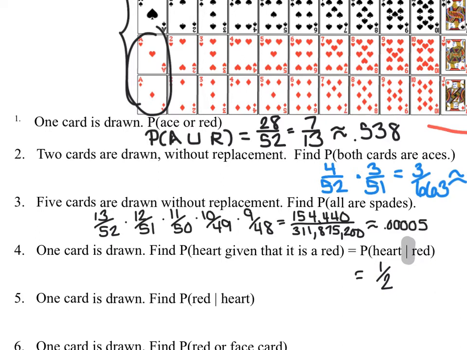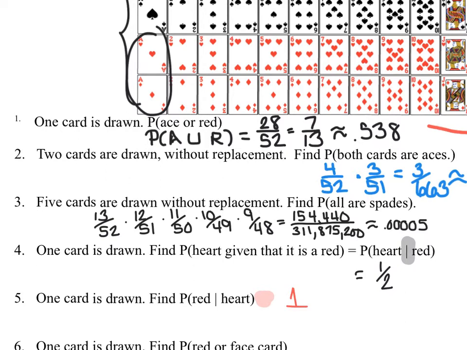It's known as conditional probability, and there's an actual formula that is given on the AP formula sheet that we'll look at more closely. All right, next one says 1 card is drawn. Find the probability of drawing a red card given that it's a heart. Well, if you drew a heart, what's the chance that it's red? It has to be red. This would be equal to 1.